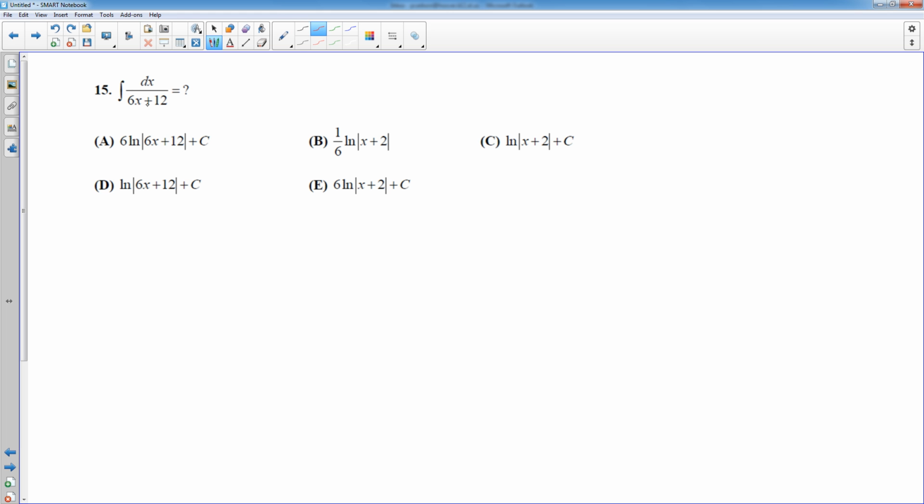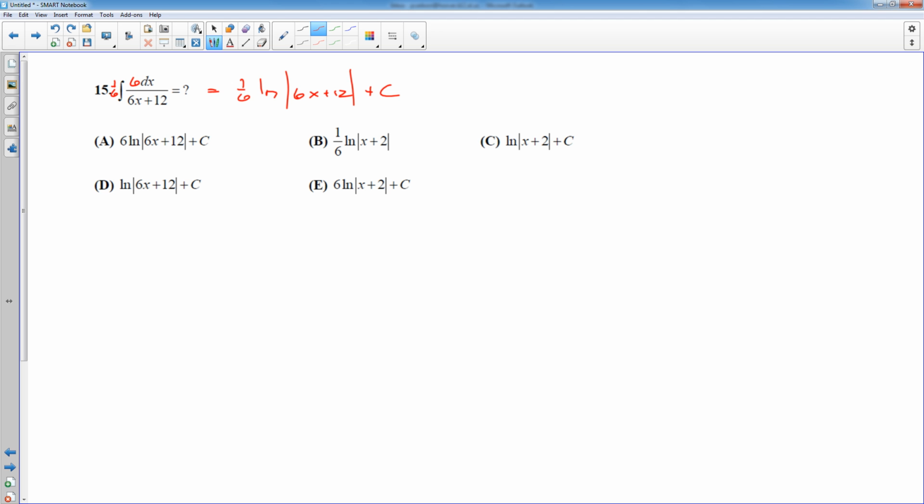My denominator is 6x plus 12. The derivative of that is 6. If I put a 6 up here and I offset it with the 1/6, my top is the derivative of the bottom. So this answer is going to be 1/6, the natural log of the bottom.